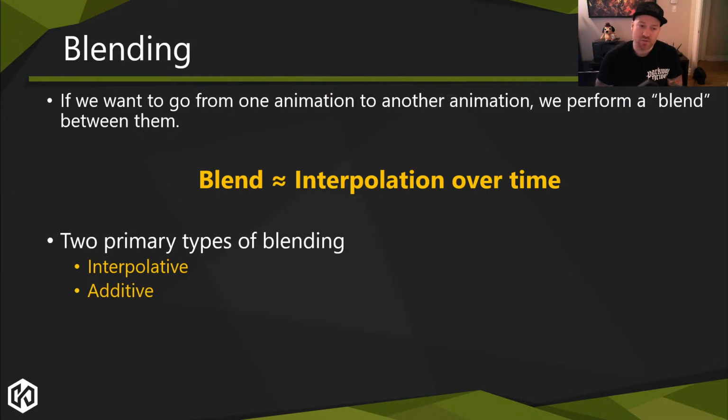We have fundamentally two types of blending. There's not really a name for the default blending. I'm calling it interpolative because it interpolates. I don't know if there's a better name for it. That's kind of what I use. And then we have additive blending.